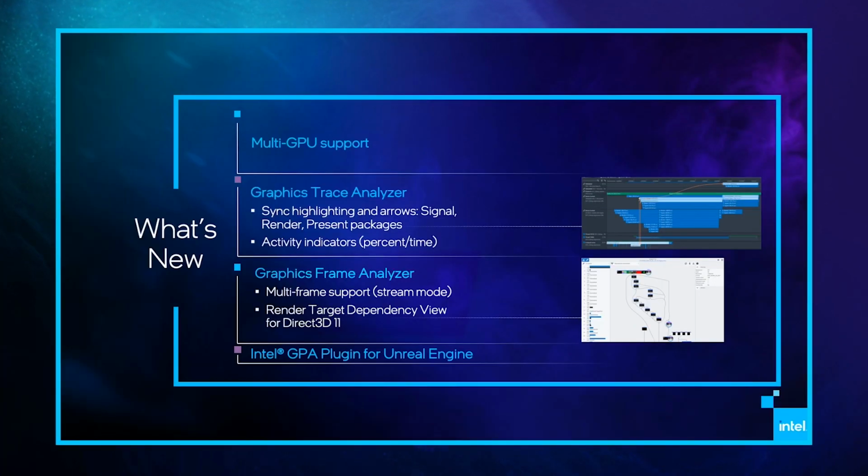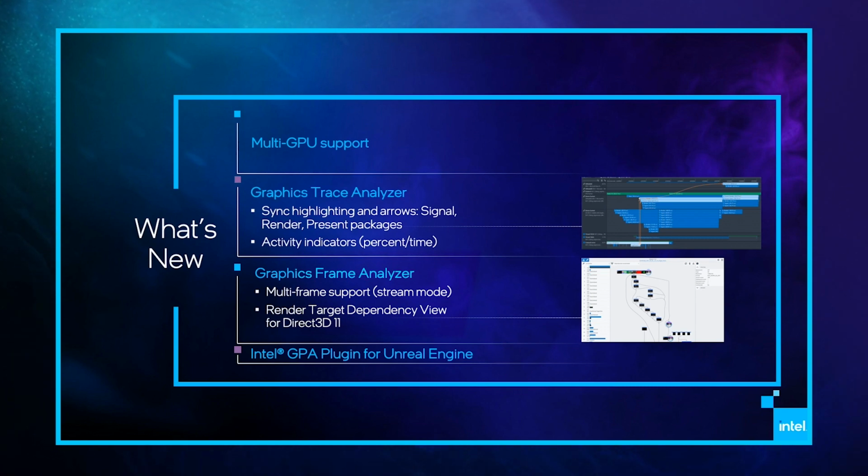Here are some of the most recent additions to our tool suite. Across the Intel GPA tool suite, we have added multi-GPU support. In Graphics Trace Analyzer, two of our most recent additions are sync highlighting and arrows between signal, render, and present packages in the GPU queues and the calls that invoke them in the CPU threads.